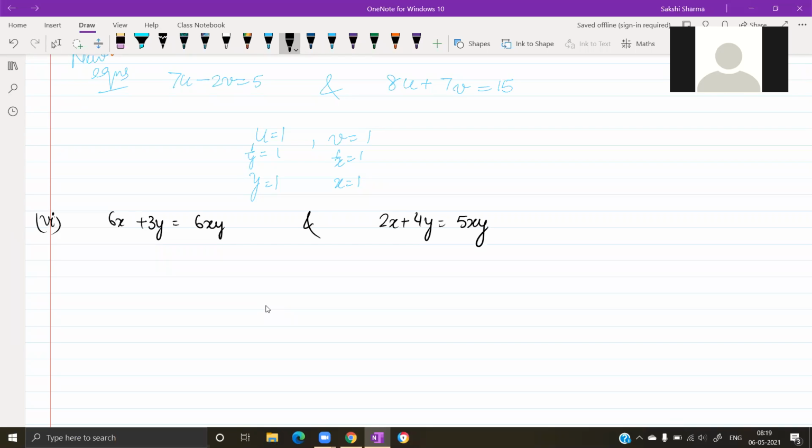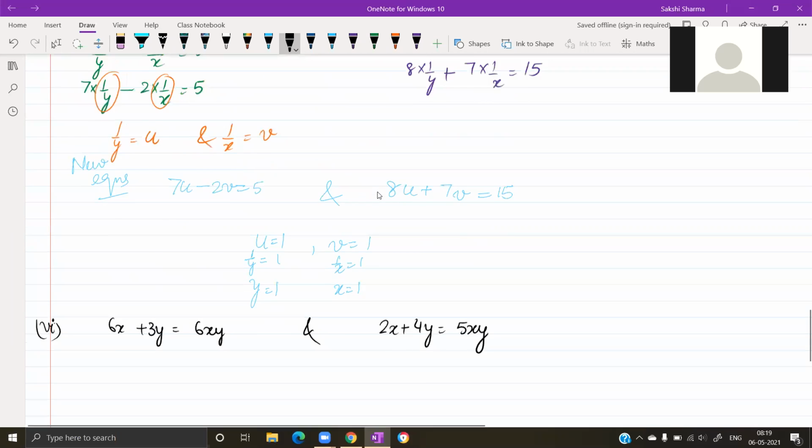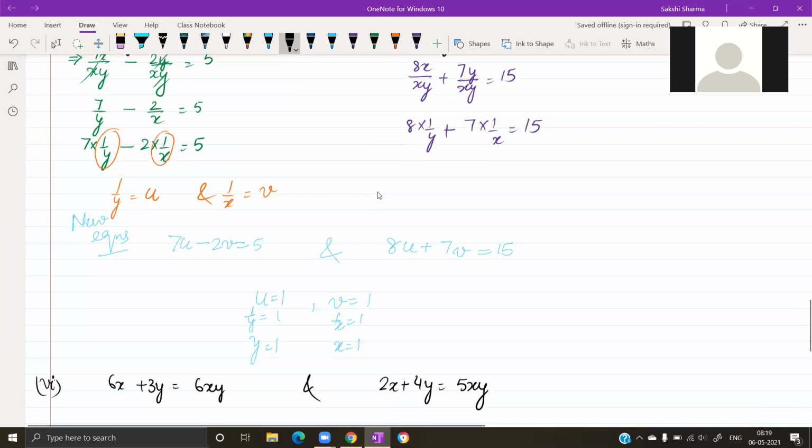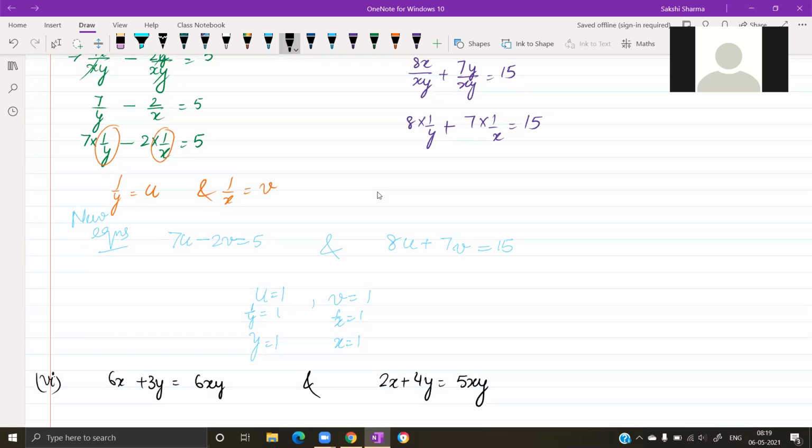Excuse me, ma'am. Yes, Manroop. Ma'am, for the fifth part, how can we solve it? Ma'am, because I can't do it with elimination. We have to multiply 5 with 3 to make it 0, or by substitution. You're talking about this one, fifth part.